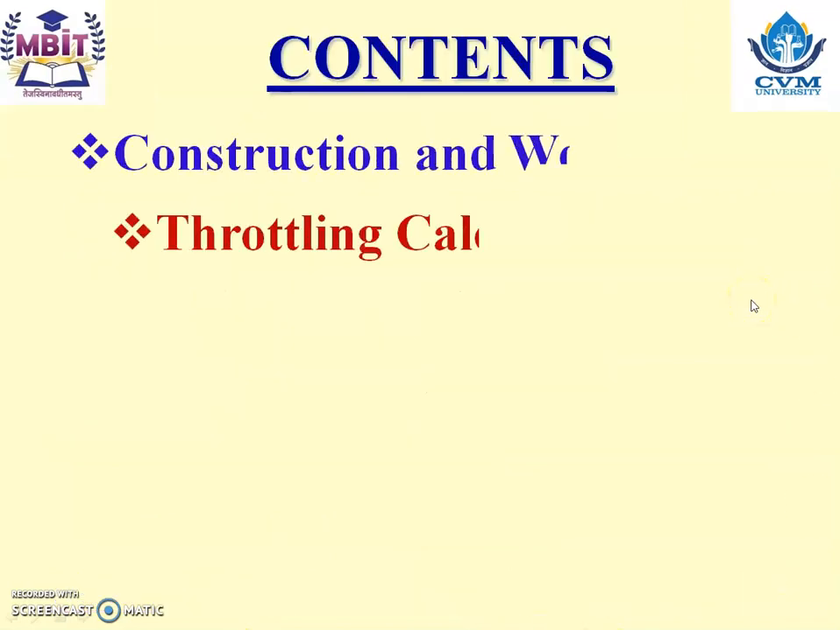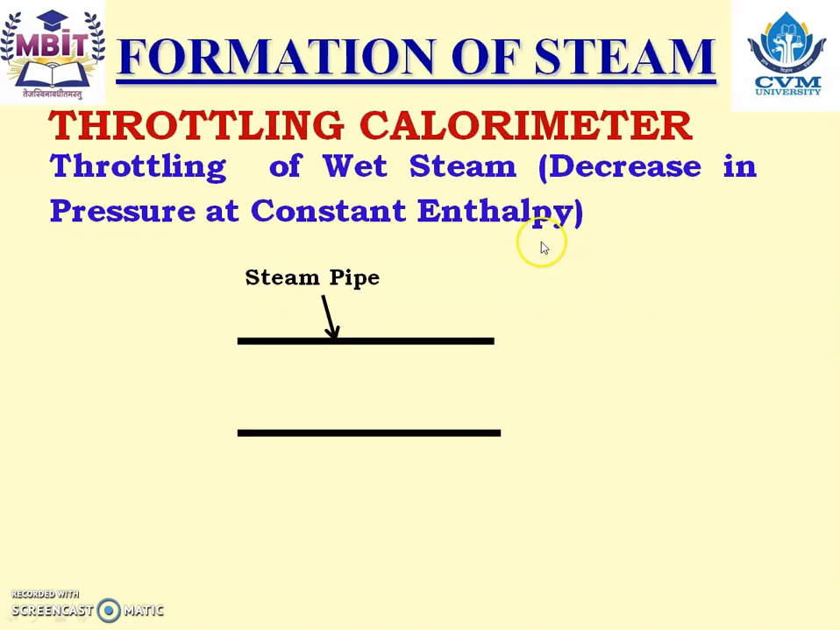The topic included in today's lecture is the throttling calorimeter. As we know, the throttling calorimeter works on the fundamental of the throttling process. That means throttling of wet steam, a decrease in pressure at constant enthalpy. So let us first study what the throttling process is.